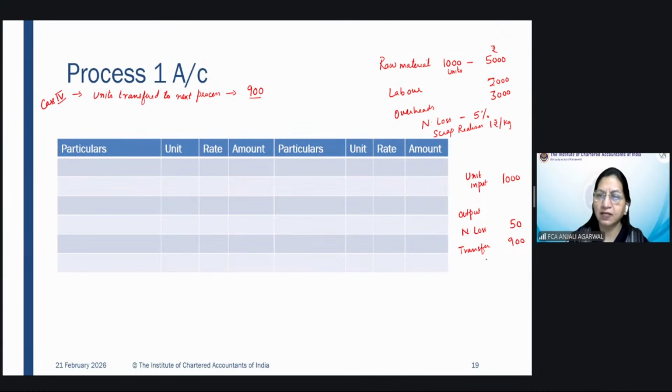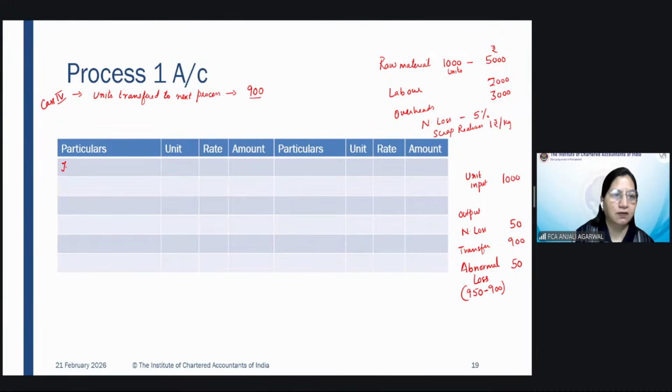Is the question saying that we have kept 50 units with us as closing stock? No. So where have these 50 units gone? So we assume that these 50 units have become abnormal loss. 950 units should be there, but if 900 is only what we have, then 50 units are abnormal loss.